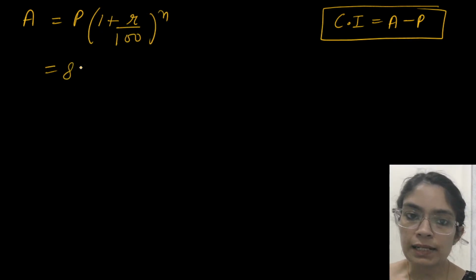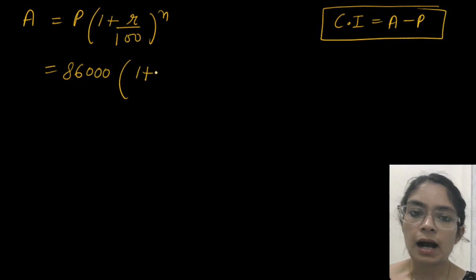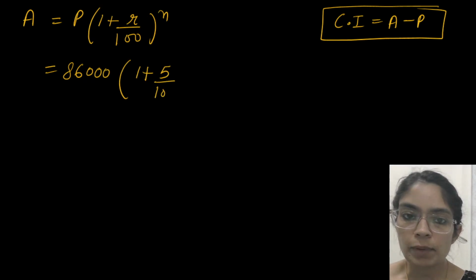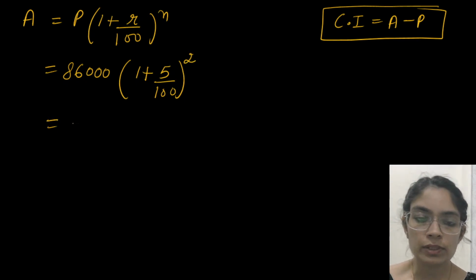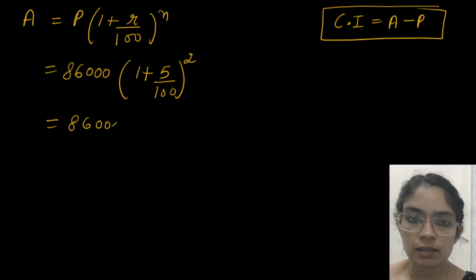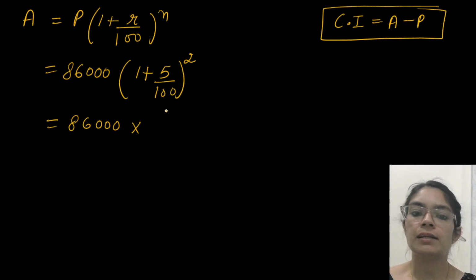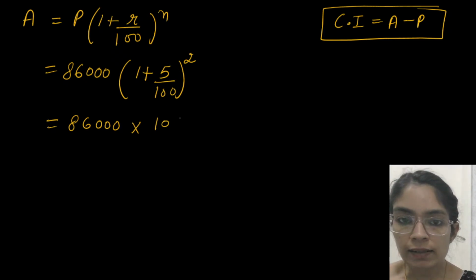So principal is 86,000. 1 plus R, R is 5. So 5 by 100. Time period is 2 years. So 86,000 into, like I have told you here, you can add numerator and denominator. So 100 plus 5 is 105.